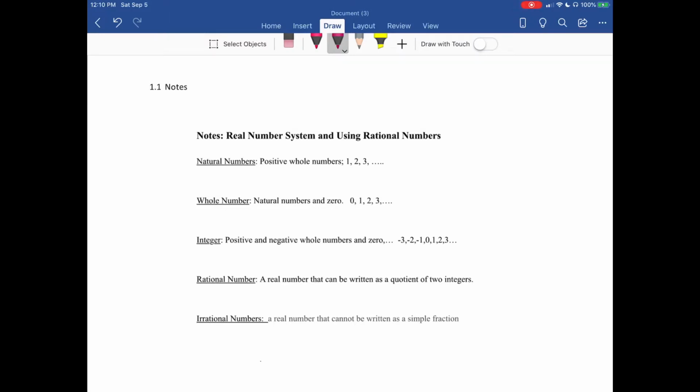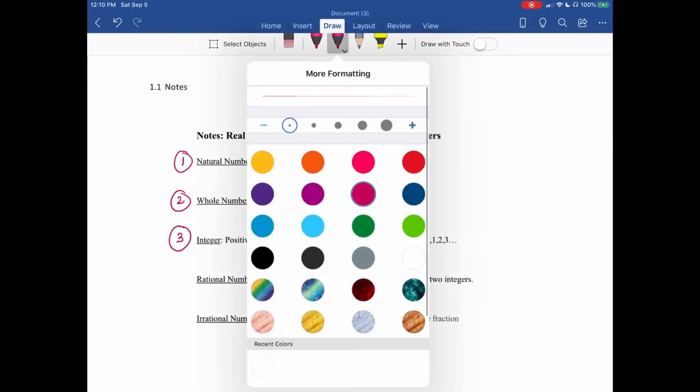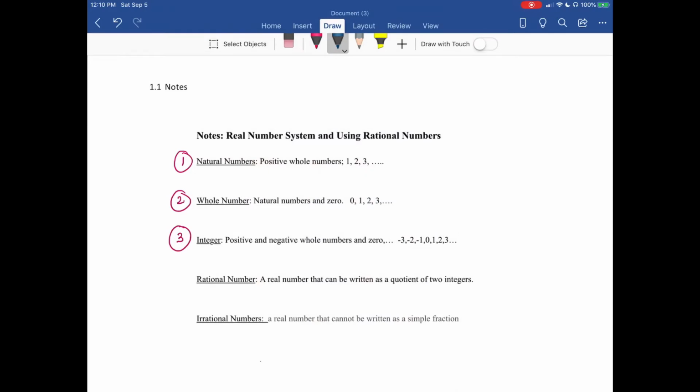So first thing we'll do is define these three sets. That's the natural, the whole, and the integer. And then right after that, we'll tackle the next two, the rational and the irrational. So let's start with the first of our number sets. And these allow us to classify special numbers into these different categories.